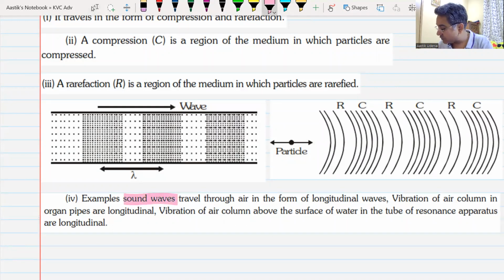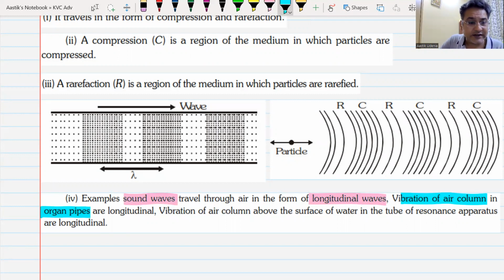Sound waves traveling through air are in the form of longitudinal waves. Vibration of air column, and we'll see what this vibration of air column is in organ pipes, is also longitudinal in nature. Transverse waves, as we saw, are very difficult to make in liquids and gases, but longitudinal waves can be made in solids, liquids, as well as gases. Sound can travel in solids, in liquids, and also in gases.